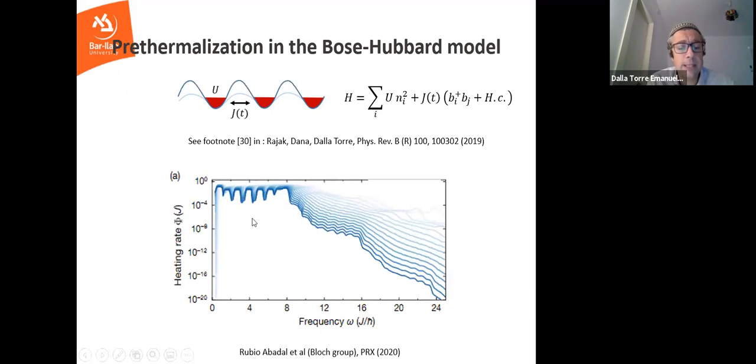So this experiment was indeed performed last year or this year. And what you can see here are the results. On the y-axis is the heating rate. A large heating rate means you absorb a lot of energy, and a small heating rate means you absorb very little. So let's say up is bad and down is good. And on the x-axis is the driving frequency.